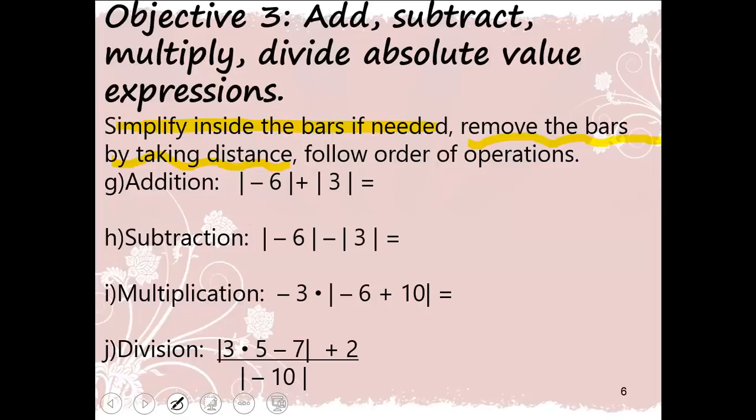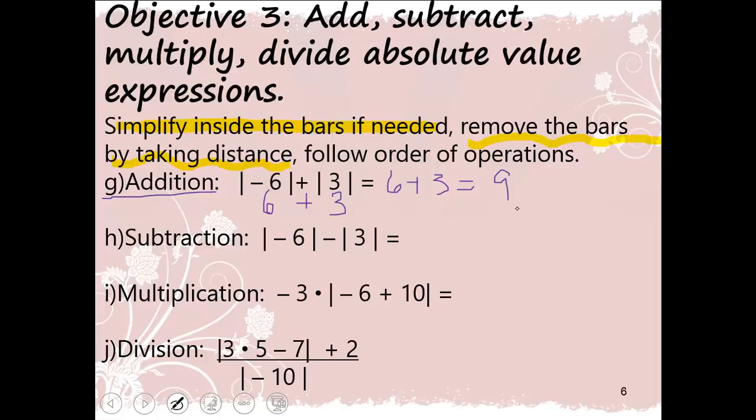So here we go. Let's do a couple of these. All right, on letter G, we're doing addition. But first, I have to either simplify and or take the distance. So I don't really need to simplify. I just need to take the distance of the absolute value of -6, and that gives me 6. And then I'm adding it to the distance of the absolute value of 3, which is 3. And 6 plus 3 is equal to 9.